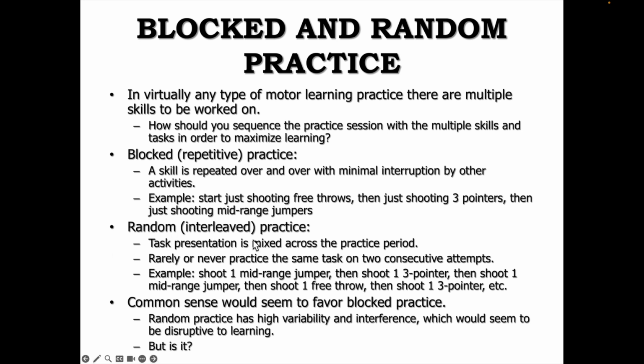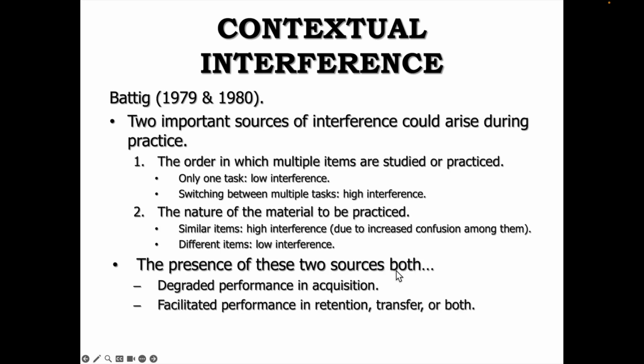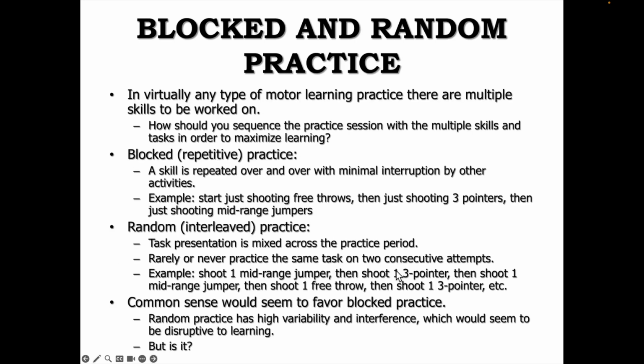Random practice means we intermix things within the same chunk of time. Basically, the key thing is that we're going to rarely or never practice the same particular task on two consecutive attempts. So for example, in a 30-minute chunk of time, we might shoot one mid-range jumper. Then we shoot one three-pointer. Then one mid-range jumper. Then one free throw. Then one three-pointer. Essentially, taking a different shot every single time.